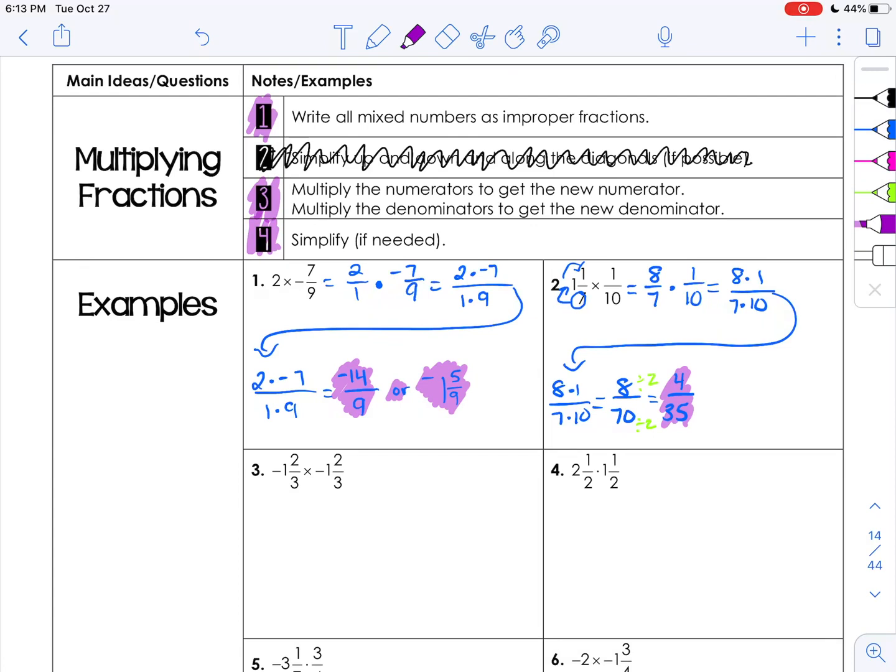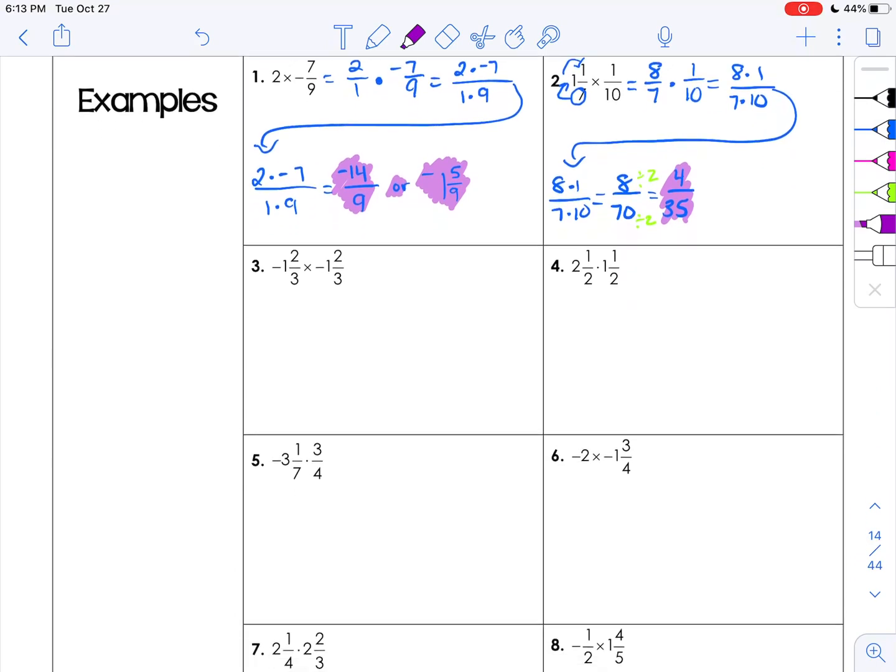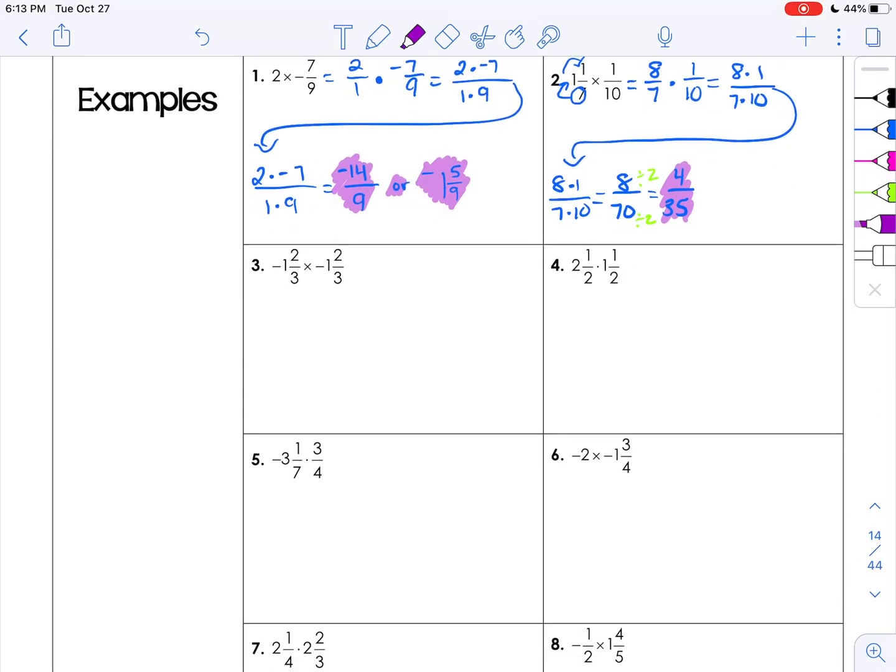Number 3. First, we want to make sure that all of our fractions are proper or improper. Both of these fractions are mixed numbers, so we need to rewrite both of them as improper fractions. Remember, rewriting a number as an improper fraction does not change the fact that it's negative. So our first number would be negative 5/3. 3 times 1 is 3. 3 plus 2 is 5. Times negative 5/3.